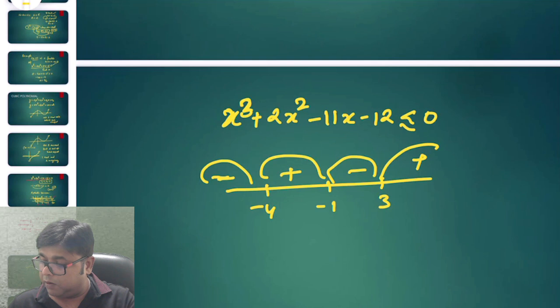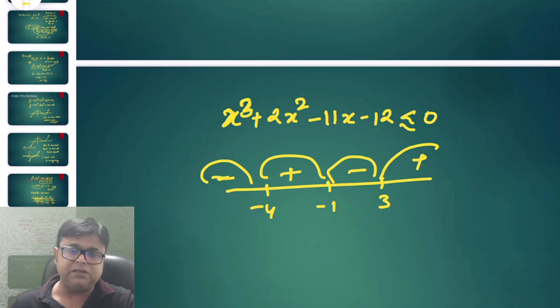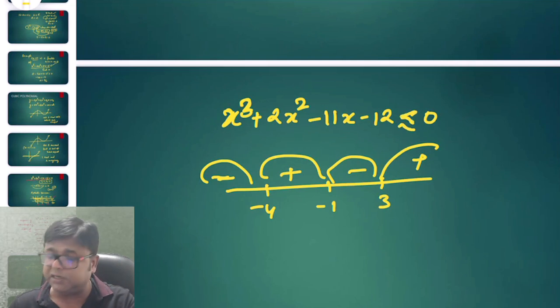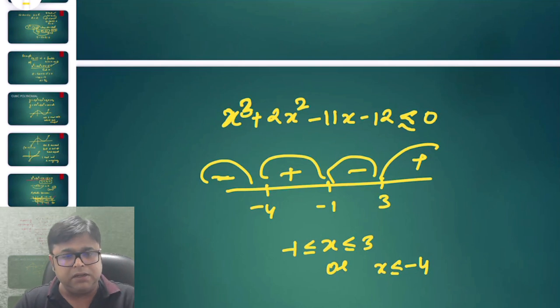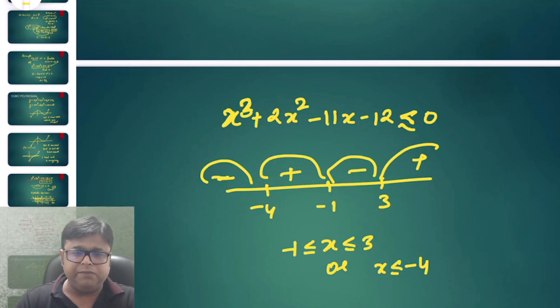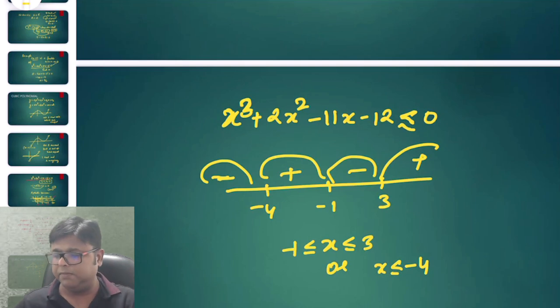It means on the right of 3, when x is greater than 3, the expression is positive. When x is between -1 and 3, the expression is negative. When x is between -4 and -1, the expression is positive, and less than -4, it is negative. And I'm looking for less than or equal to 0. Expression less than 0 means negative. So my solution will be x less than or equal to 3 and greater than or equal to -1, or x less than or equal to -4. So this becomes the answer. Likewise, we can solve inequalities of whatever degree we have. May it be quadratic, may it be cubic, the process remains the same, right?